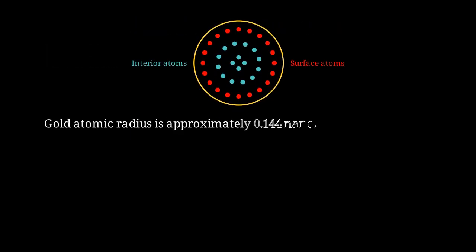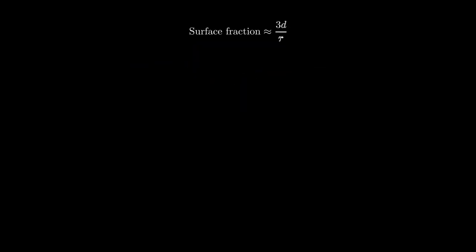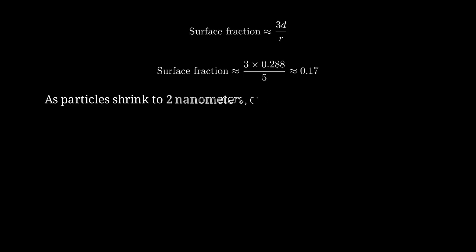A gold atom has a radius of about 0.144 nanometers. In our 5 nanometer radius particle, roughly 30 to 40% of all atoms are surface atoms. That's almost half. The surface fraction scales approximately as 3 times the atomic diameter divided by particle radius. Using our numbers, that's about 17%, though the actual value is higher due to atomic packing effects. When particles shrink to just 2 nanometers in radius, more than half of all atoms are sitting on the surface.